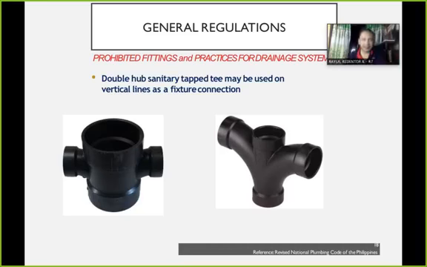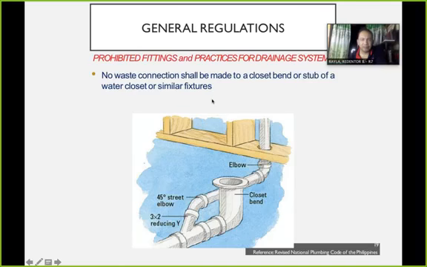Okay. So this one, double hub. Sanitary tap T may be used on vertical line as pipe connection. No? May be used. It can be used. No waste connection shall be made to a closet bend. No waste connection shall be made to a closet bend. Oh, this one. So you cannot connect to a closet bend.